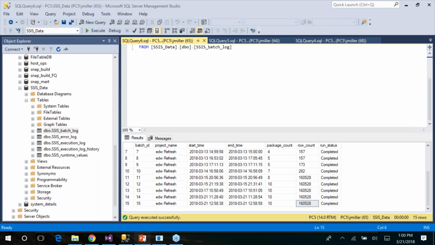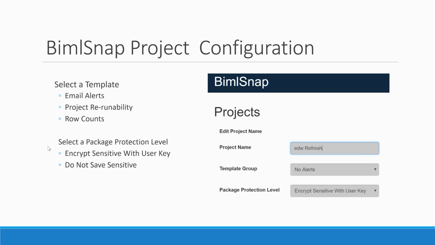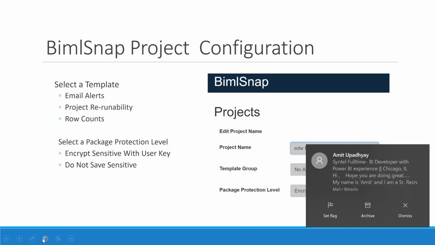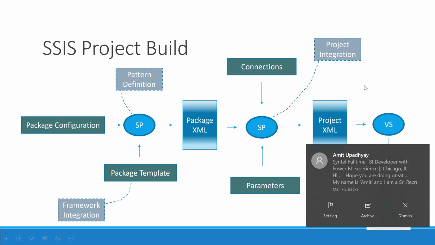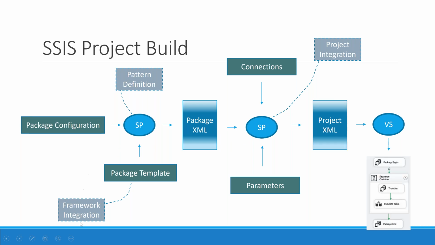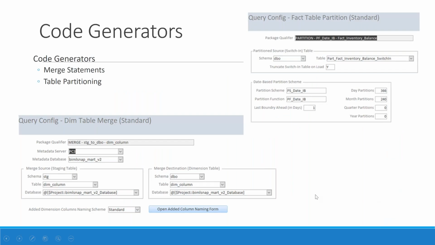If I go back to, and we can send you this deck, but just at the last minute, this is how it all works. This is kind of the money slide. When you define these packages through pattern, or in configurations, it pulls the pattern, it pulls the framework into the template. A stored procedure builds all your packages. Another stored procedure runs, pulls in your connection, pulls in your parameters, creates your project XML. You move that into Visual Studio, build, and you're done. So that's behind the scenes how it all works. A little more in the code generators.